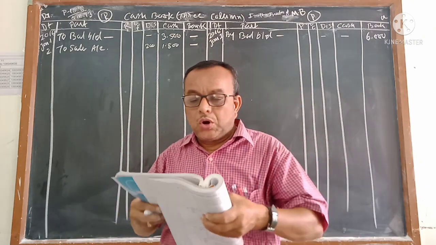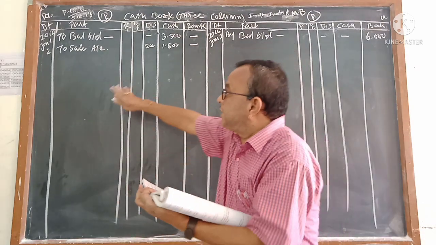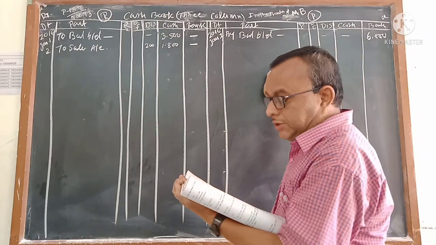Next is number 4. Goods of rupees 4,000 purchased from Deepak. If sales come on this side, then obviously purchases will come on this side.